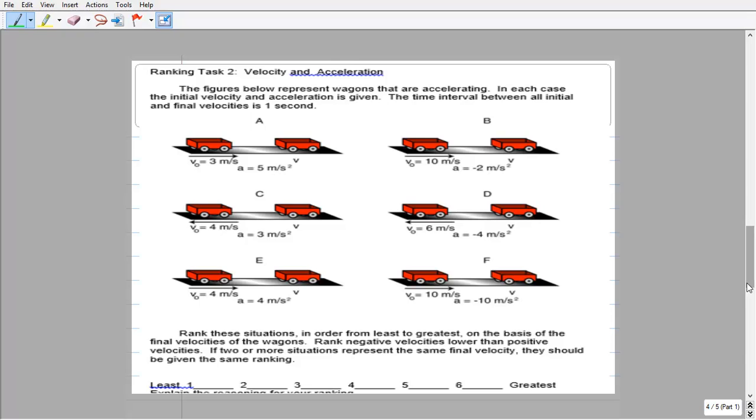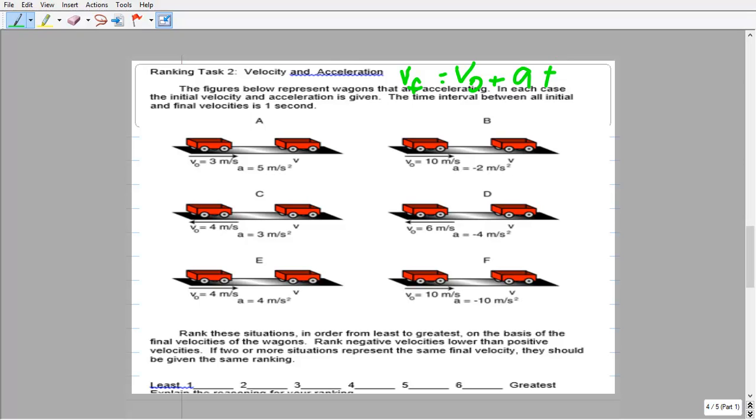Ranking task 2. Now we're asked to find out the final velocity of the wagon. Notice what we've been given. We've been given the initial velocity. We've been given the rate of acceleration, the rate at which the velocity is changing. And we want to know the final velocity after 1 second has passed. So there is an equation that will handle this. It's final velocity, VF, equals initial velocity plus the acceleration times time.